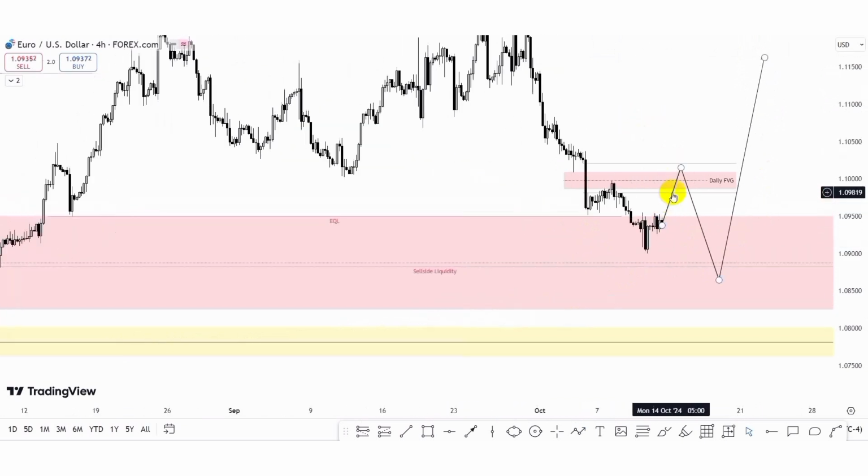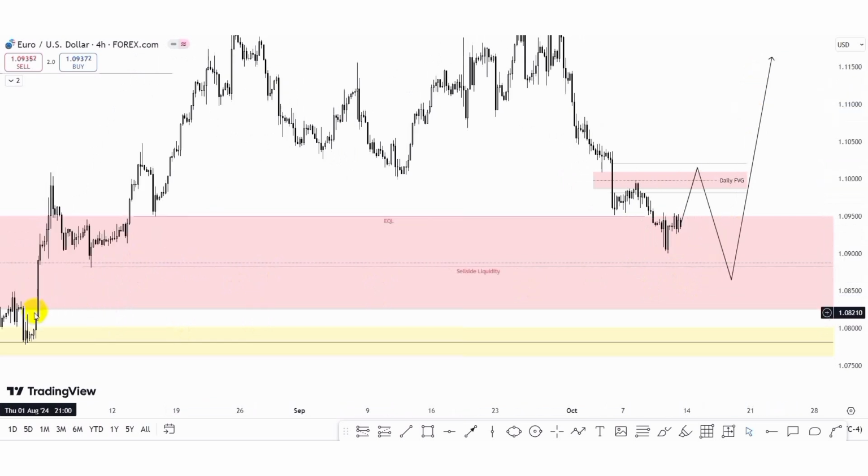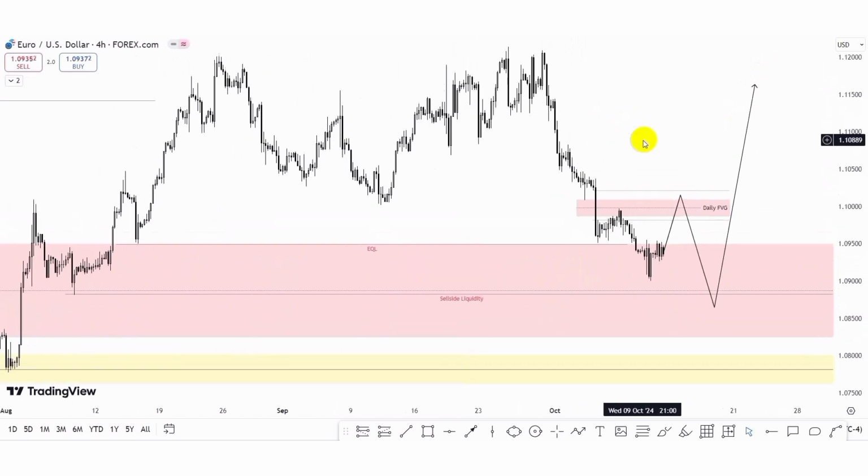If price doesn't return to this fair value gap, then we could just see price may actually dip lower to take out the sell side liquidity to fill up this fair value gap, and then we have the bullish move to frame from this fair value gap zone, which is in confluence with the monthly implied fair value gap. So this is all I have to show us guys in the EURUSD.